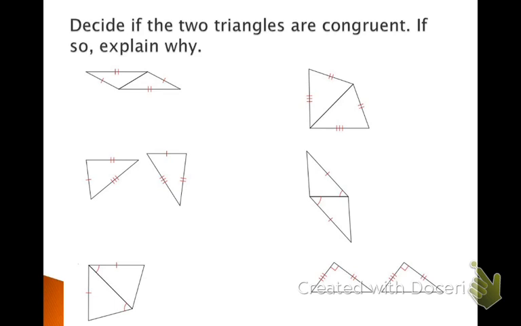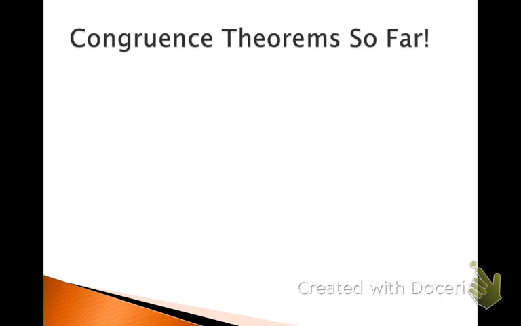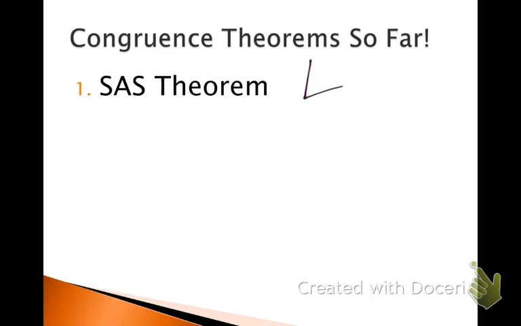And then our last section, you're going to see them on the bottom of this page. We're determining if two triangles are congruent. So we need to think back to all of the congruence theorems. We learned about side angle side. Side angle side was when you had a side marked congruent to a side, an angle marked congruent to an angle, and a side to a side.